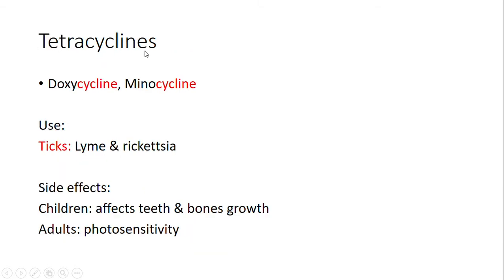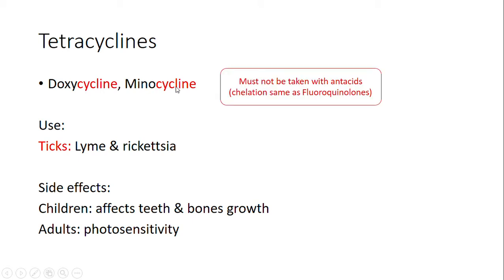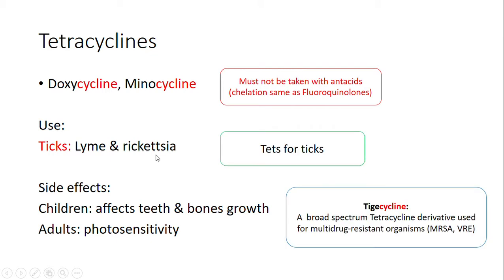Next, we have the tetracyclines, which are doxycycline and minocycline. Tetracyclines shouldn't be taken with antacids since they chelate them and inhibit their absorption, same as we will discuss in fluoroquinolones. The clinical use is with ticks, like Lyme disease or rickettsia. So TITS for ticks. And we have another drug, which is tigecycline, which is a tetracycline derivative. But this drug has a broad spectrum of coverage, and it covers multi-drug resistant organisms like MRSA and VRE.